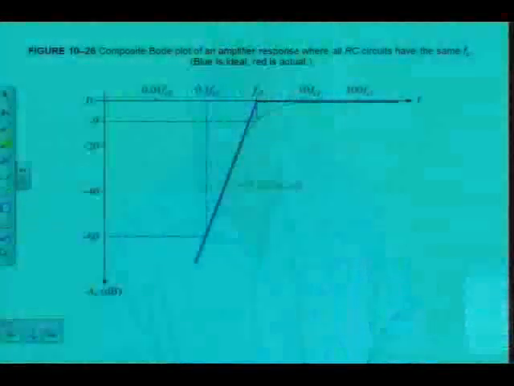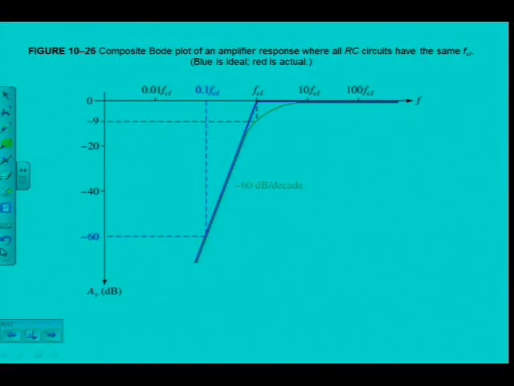Right, as we've seen in this curve. But there you can see, if they're all the same, minus 60 dB, and the blue one shows the actual one. Alright, so that is a summary of the total low frequency response of an amplifier. Let's have a look at the high frequency amplifier response on page 517.